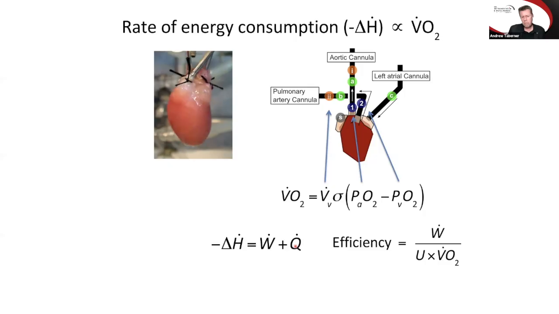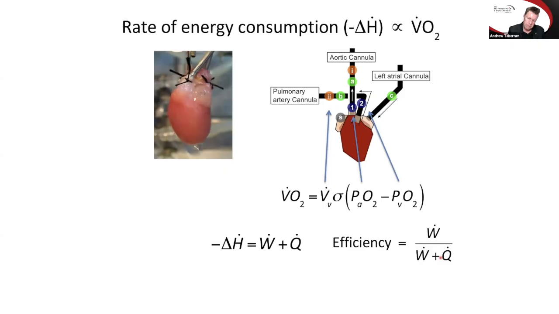So we can rewrite this equation of enthalpy in this form. We can say that the change of enthalpy, which is the amount of energy that is consumed in total by the heart, can be given by the rate at which work is being done, and the rest of that energy turns into heat. So this is now the heat rate, Q dot. And so that's an alternative way of measuring the efficiency of the heart. You can take the work done by the heart and divide it by the sum of the work and the heat, and that is also a measure of efficiency.